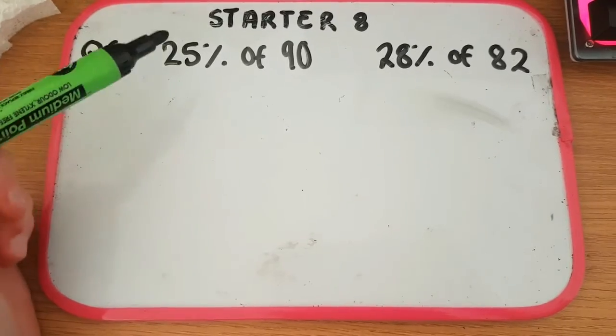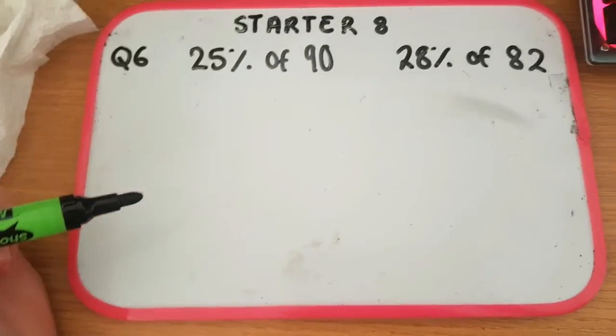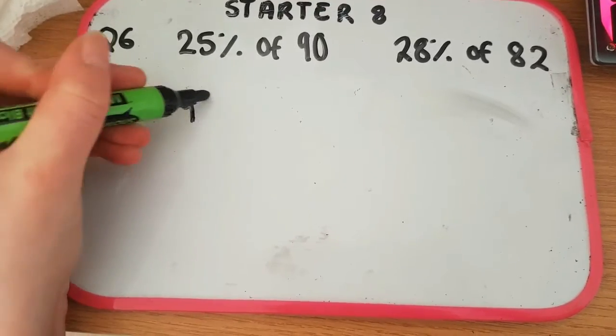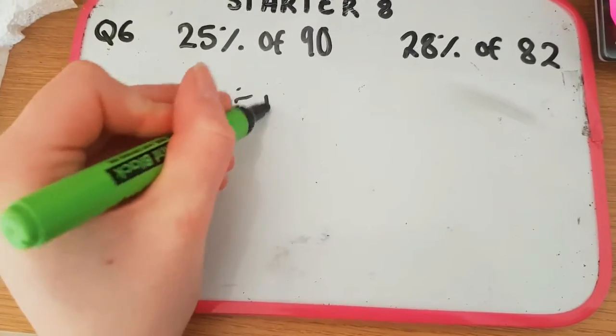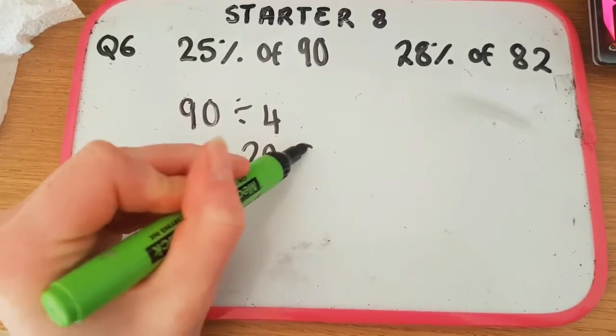Question 6, I'm being asked to find which of these is a greater percentage. So 25% of 90 is the same as saying a quarter of 90. So 90 divided by 4 is equal to 22.5.